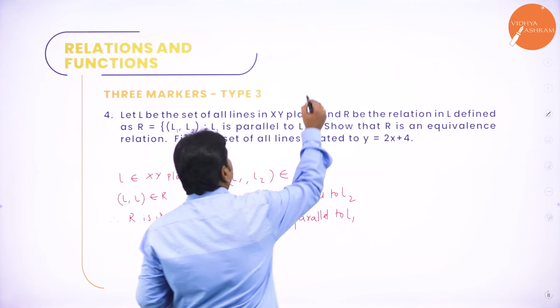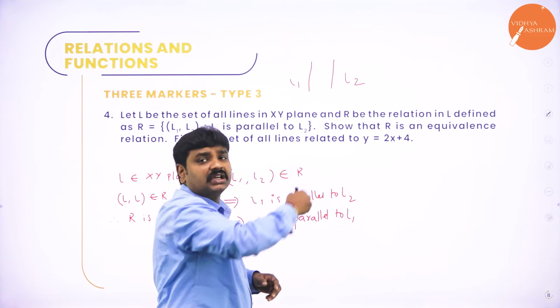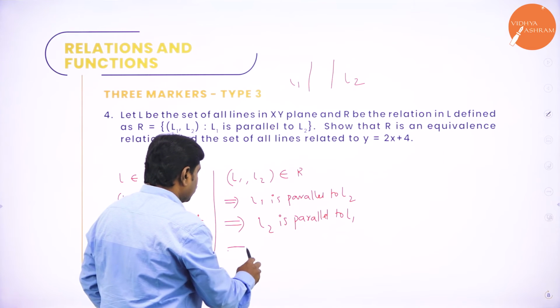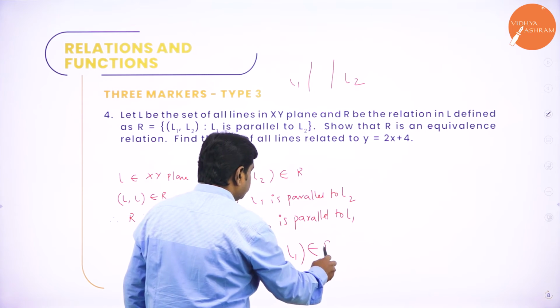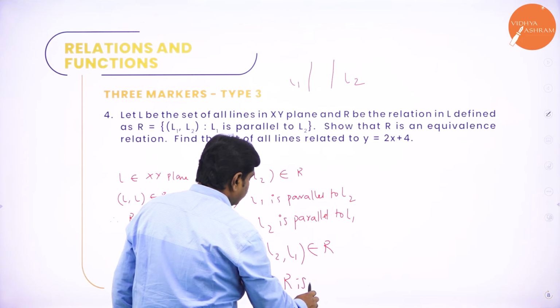So simply I'll draw a line. This is L1, this is L2. These two are parallel to each other. L1 is parallel to L2 and L2 is parallel to what? L1. So that implies L2 comma L1 belongs to R. Therefore R is symmetric.